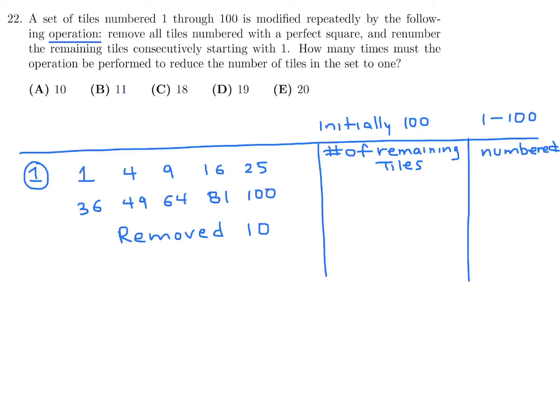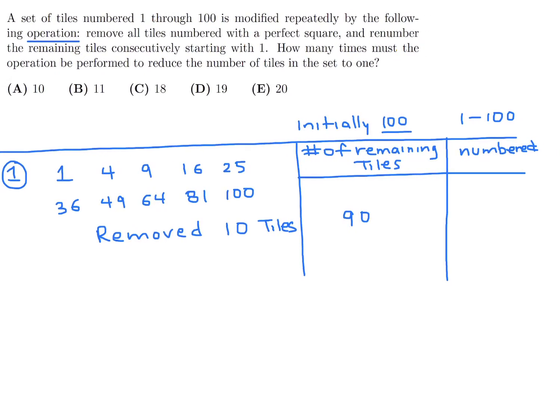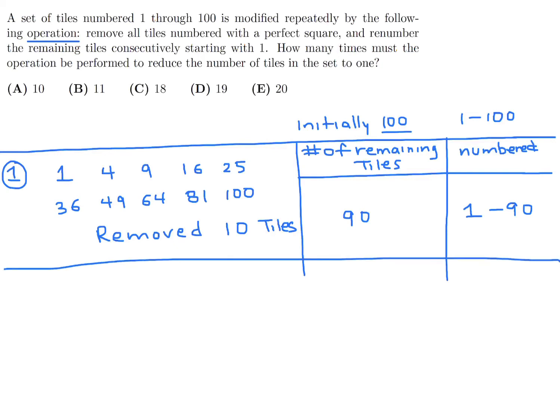So once I remove 10 tiles, how many tiles are remaining? Well, initially there were 100, so there will be 90 remaining. Okay? So that is basically how this is going to go. And these 90 tiles are numbered 1 through 90. All right? So that takes care of our first operation, first time we do this operation.